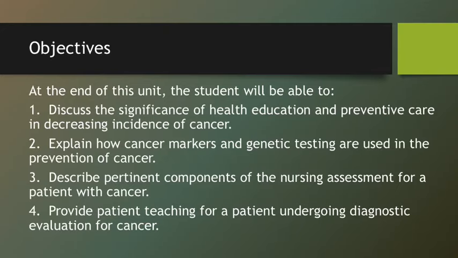Okay. So what you should be able to do at the end of this part of the unit is talk about health education and preventive care and how it can decrease cancer. Talk about cancer markers and genetic testing, components of the nursing assessment of the patient with cancer, and provide patient teaching for people undergoing diagnostic evaluation. Now, diagnostic evaluation is something that you've already done. You talked about that in 330. So all you have to do is apply the knowledge that you got from 330 to the specific testing and circumstances of the patient now.